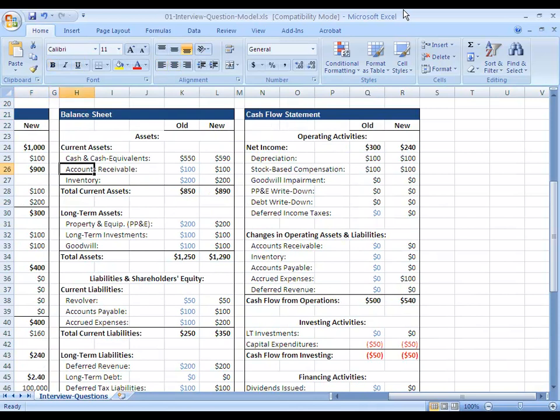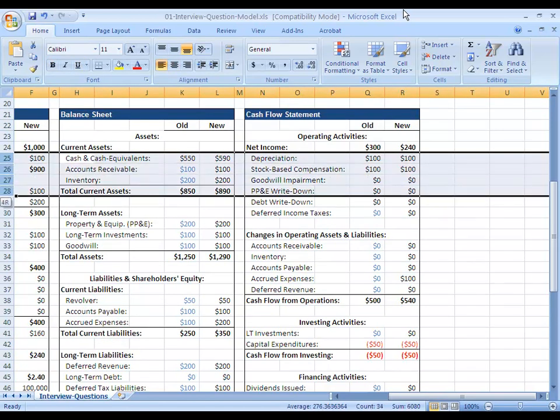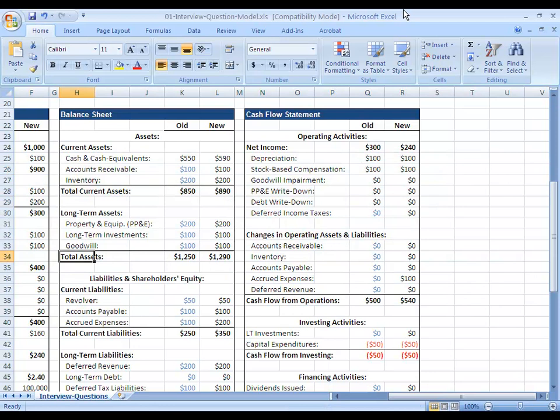So now let's go to the balance sheet. Cash, as we know, is up by 40. No other changes on the asset side, so overall assets here are up by 40.